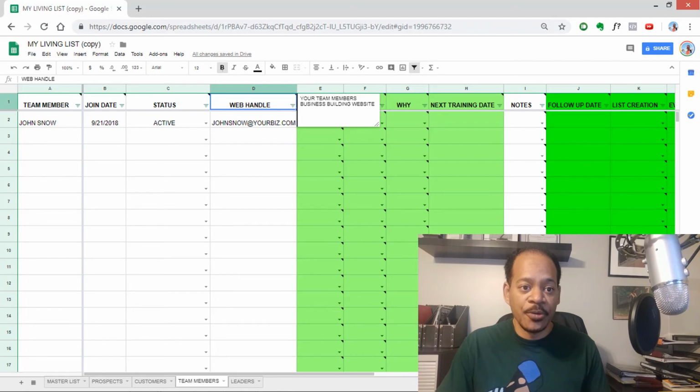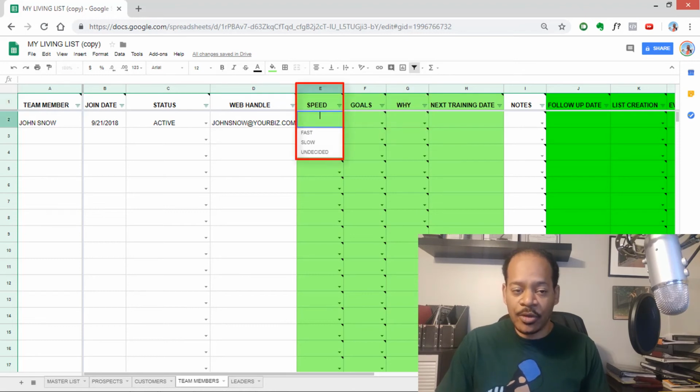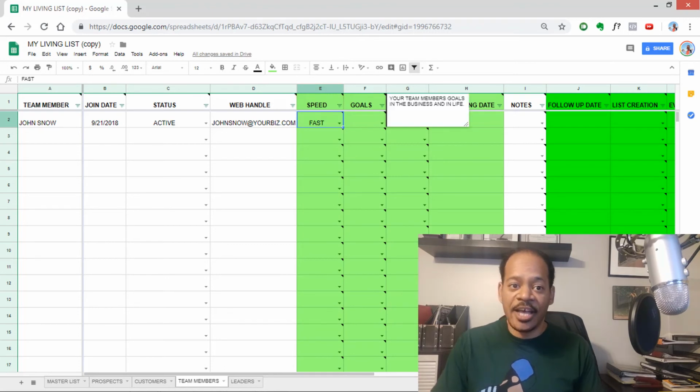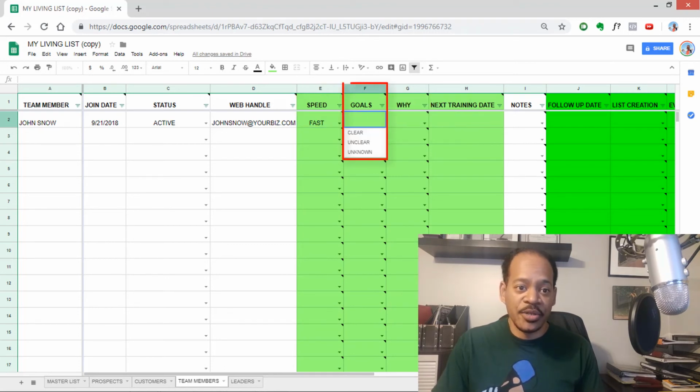The choice is really up to you. Next, we've got an option to track the speed at which your new team member wants to build their business. Do they want to build fast and get on a fast track plan, if you have something like that in place? Are they looking to build slow, or are they unsure?